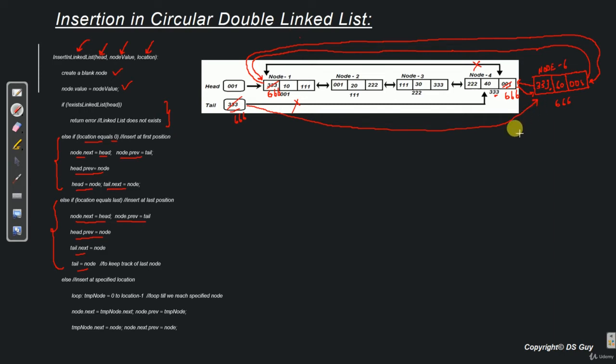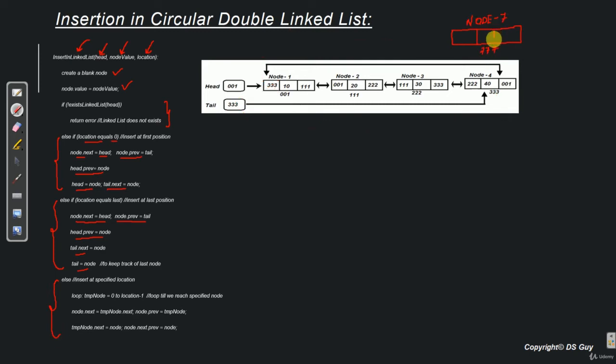So with that we have successfully inserted a new node at the end of the list. Now let's say if we want to insert a new node apart from first and last node, then how it should be done. So the step remains same. That is, first we create a blank node and insert a value in it. So we have inserted 70 in it. Now let's say if we want to insert this new node in between node 3 and 4.